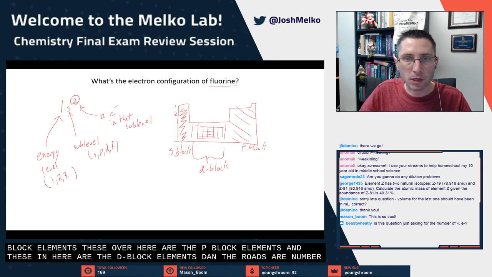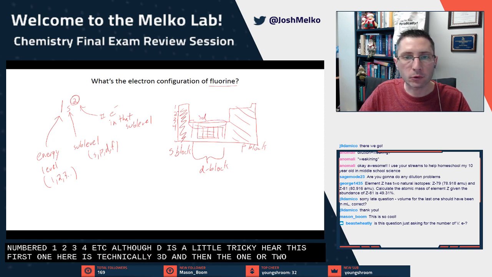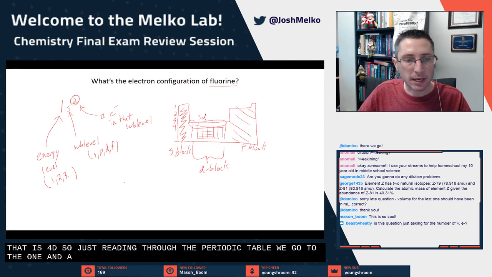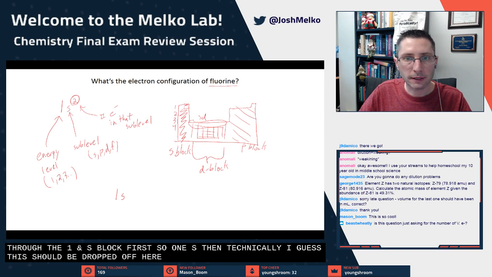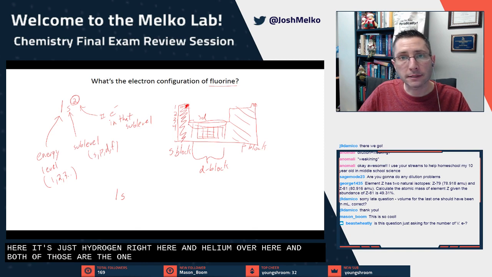Okay, and the rows are numbered 1, 2, 3, 4, etc. Although D is a little tricky here, this first one here is technically 3D, and then the one underneath that is 4D. So just reading through the periodic table, we go through the 1 and S block first, so 1s. Technically, I guess this should be chopped off here. There's nothing that lives here. Just hydrogen right here, and helium over here. And both of those are the 1s sublevel atoms. Okay, so there's 2 atoms in that 1s level.